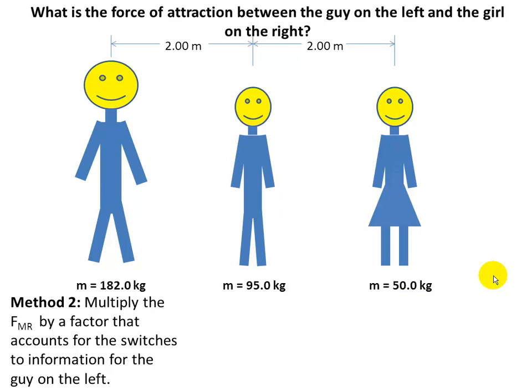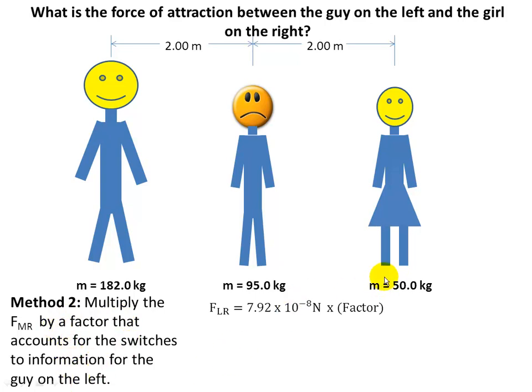Going to show you one more. It's still called method 2. Sorry about that. But it's going to take account for the changes. We're going to start off with the force of attraction between the middle guy and the girl on the right. We're going to start off with that force of attraction, and then we're going to multiply it by a factor that accounts for the switches to the information for the guy on the left.